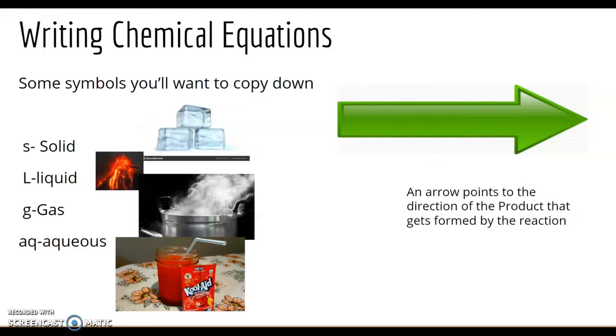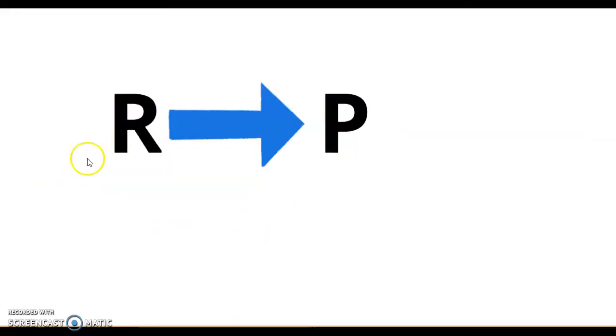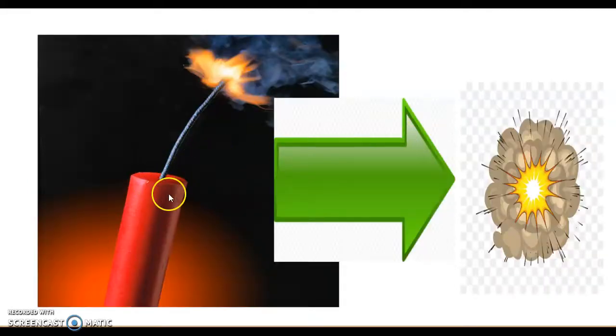Everything to the left of the arrow is going to be what's called the reactant, and everything to the right of the arrow is going to be the product of the chemical reaction. So for example, reactant, that's R, and P, that's product. In the case of dynamite, you'd have a stick of dynamite, and you catalyze it, and that's a word we're going to play with too, catalyst, by lighting it on fire. And then the resulting reaction of the nitroglycerin contained within the dynamite stick, that blow up, that's going to be the product.